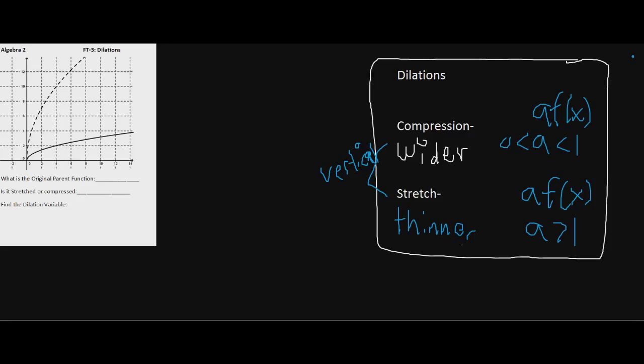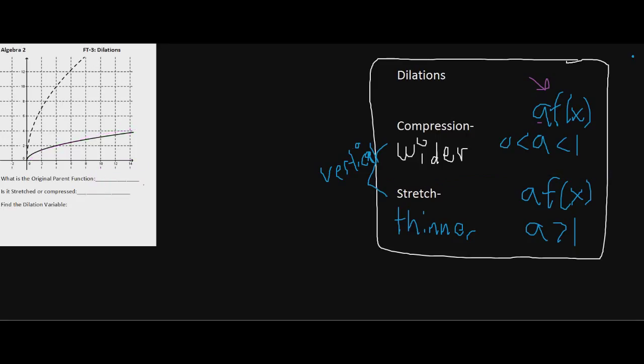This is just notes of what we did in class. A compression is when we're multiplying our output by a number, let's say a, that's between 0 and 1, and it's a stretch when we're multiplying the outputs by a number greater than 1. All right? So let's put that there. If we look here, this is our parent function, y equals the square root of x.